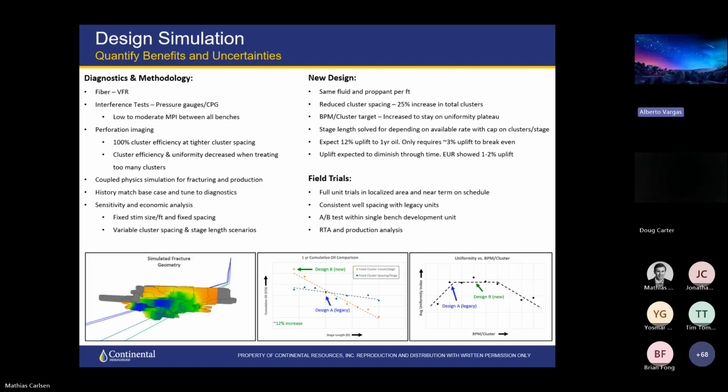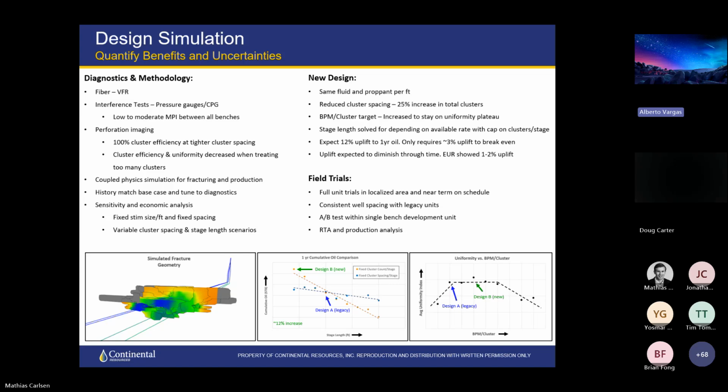On the design side, we had a pretty good set of diagnostics that we had gathered over the asset. We had some fiber optic data for volume to first response and number of frac hits. We had a really robust set of interference tests across the asset in different areas and across different stem designs. One thing that's important is that all of the wells do communicate, low to moderate, but not extreme levels of communication if you go by the published MPI levels. And so that was another indication that spacing probably wasn't our problem.